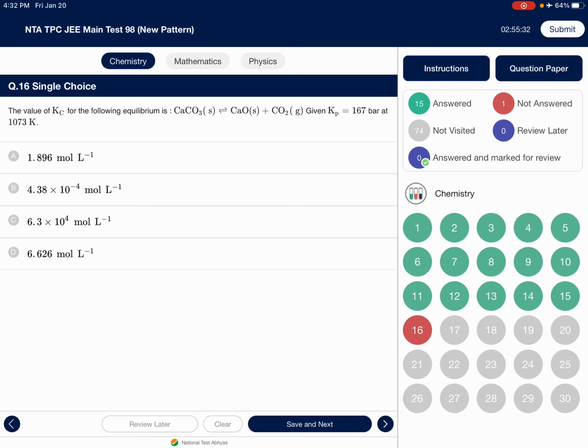Kelvin. Kp is equal to Kc (RT) to the power of delta n. Correct? Kp 167 is equal to Kc RT. R is 0.0821. Temperature is given 1073. And delta n is equal to 1. So Kc is equal to 167 by 0.0821 into 1073. If I am not wrong, it will be same.